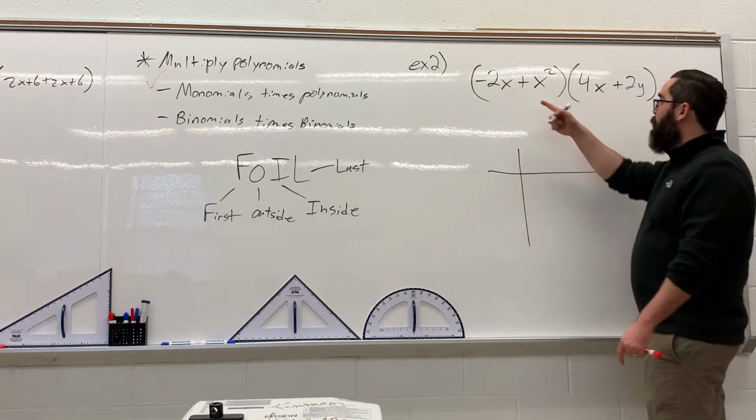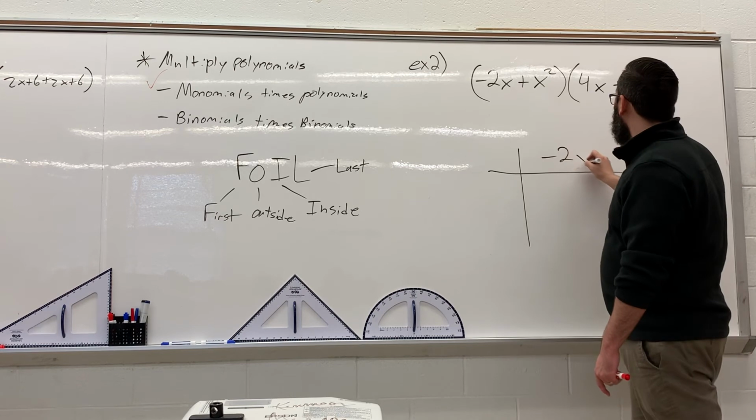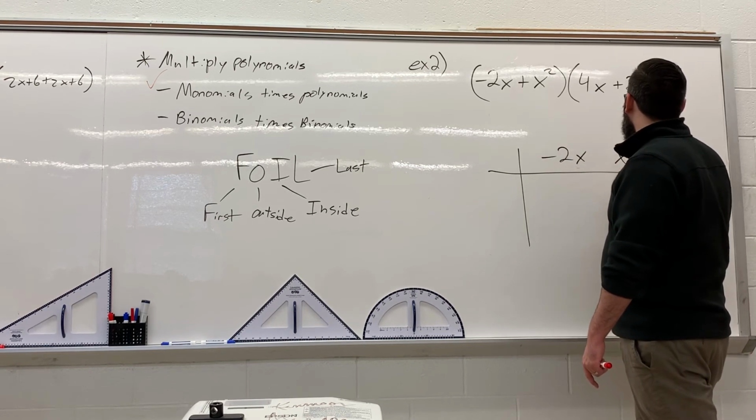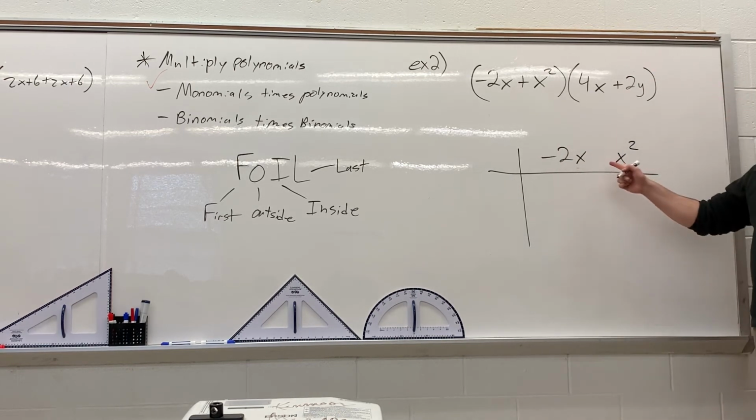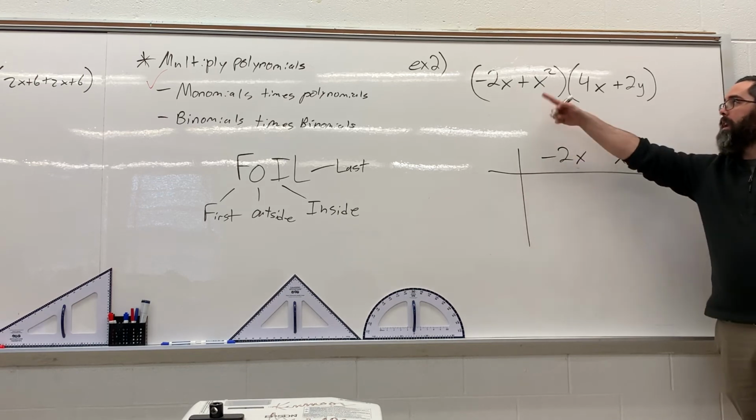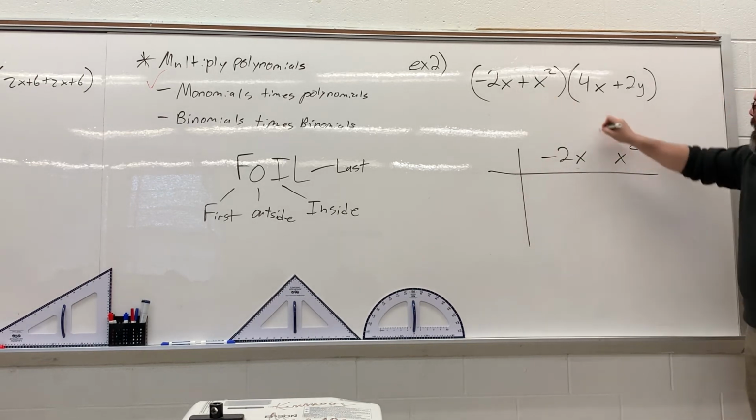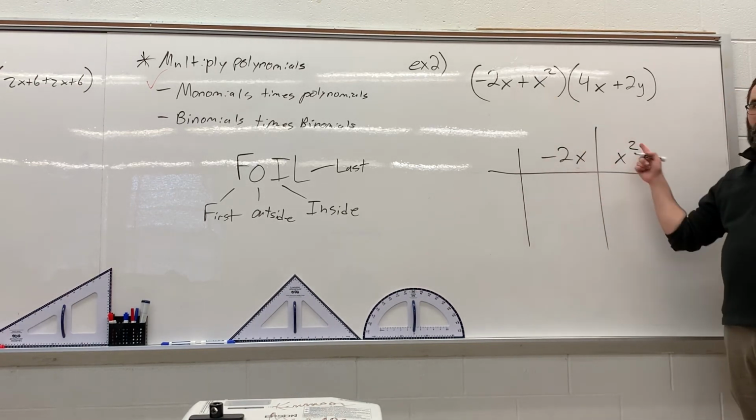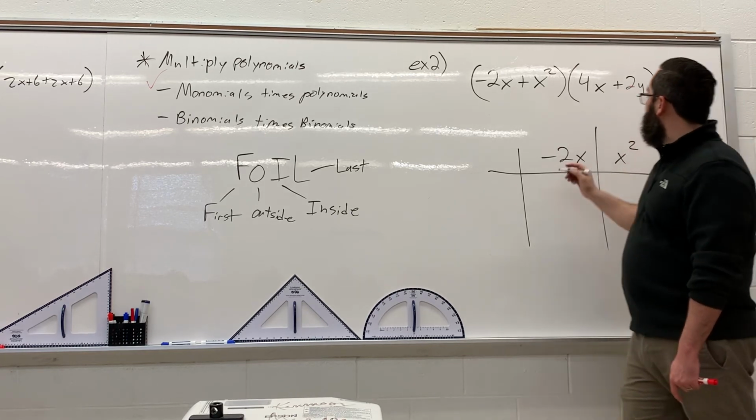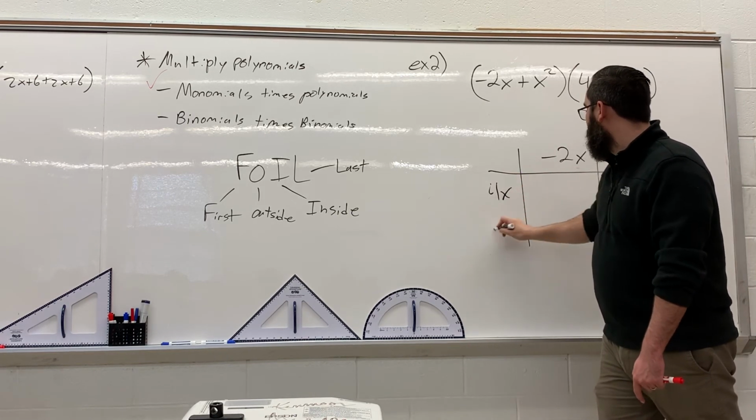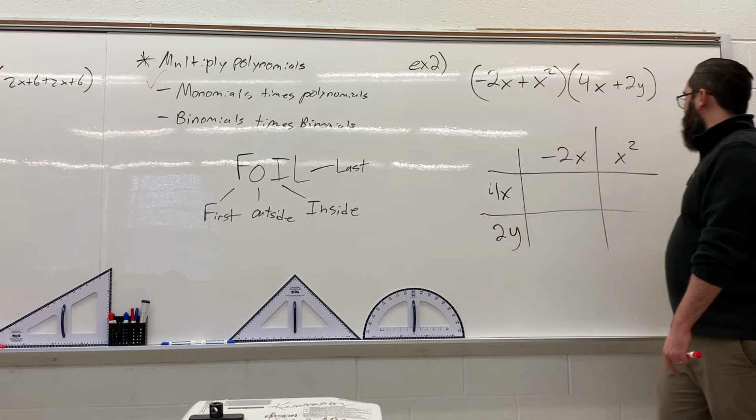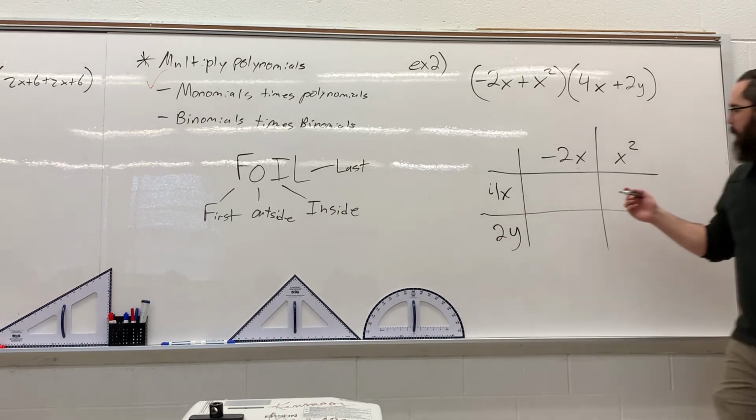Okay. So I'm going to put negative 2x and x squared up here, all right? I don't want the x squared to go over here. I want the same binomial to be on the same side, okay? So there's my first binomial. My second binomial is 4x and 2y. That goes there. And then this is just like a 4-way multiplication table.